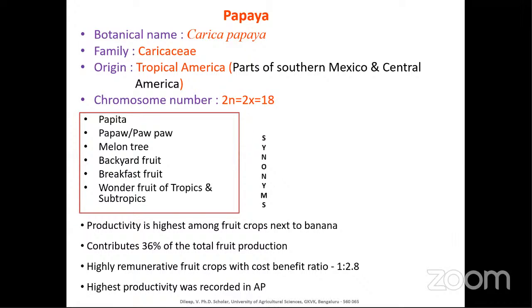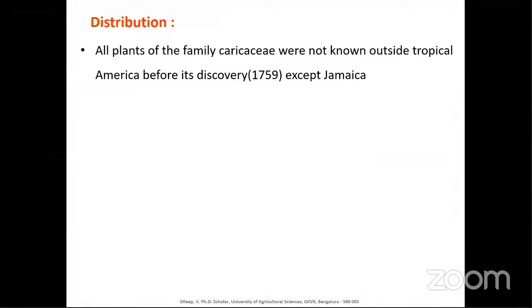It depends on market price, and it may be more than that also. So far the highest productivity was recorded in the state of Andhra Pradesh, at almost 80 tons per hectare, and the national average is almost 38 tons per hectare. Moving forward to its distribution, all the plants of the family Caricaceae were not known outside of tropical America before the discovery of America.